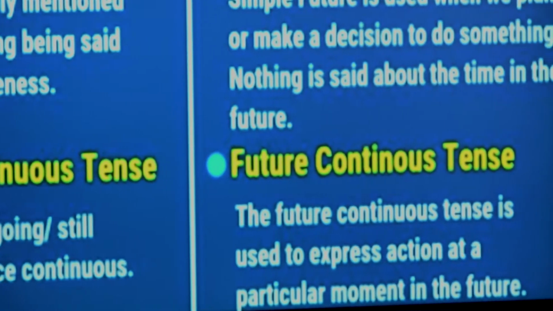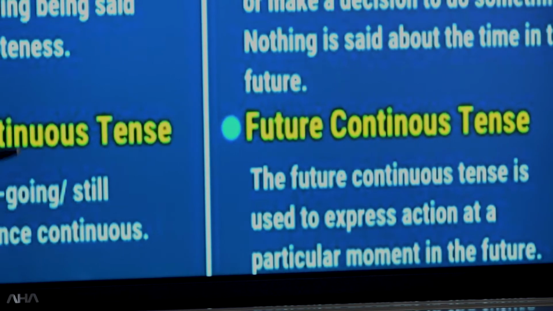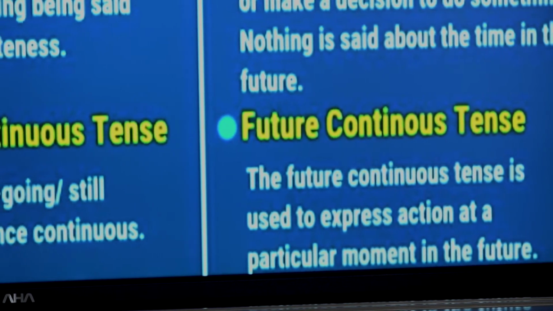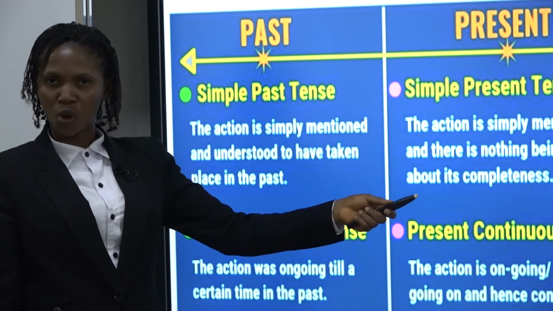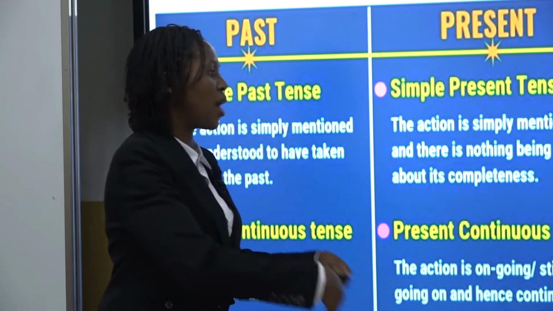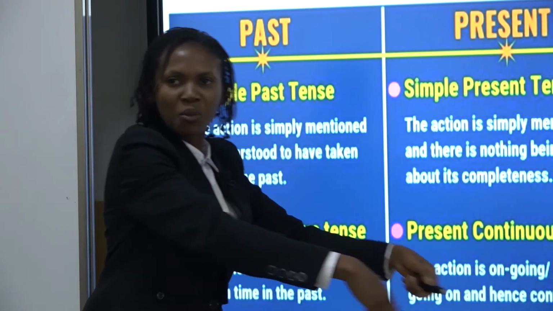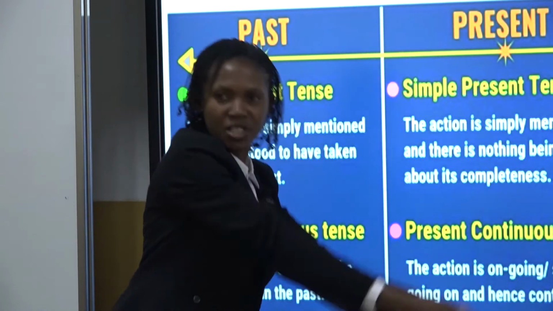Future continuous tense. The future continuous tense is used to express an action at a particular moment in the future. The action that will still be happening in the future. That's what you mean by future continuous. For instance, I will be teaching. Meaning that in the future, I will still be teaching.